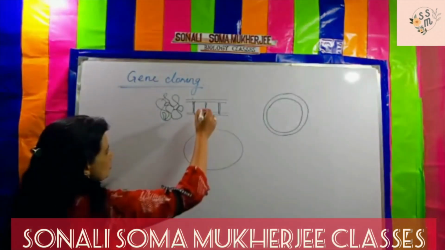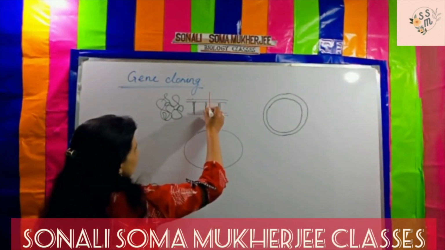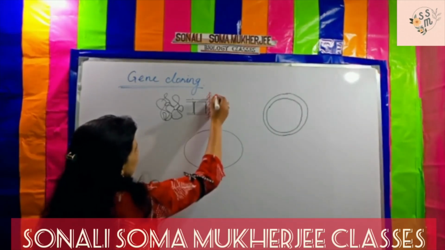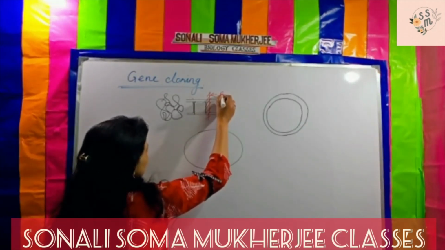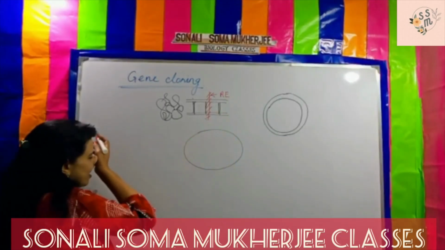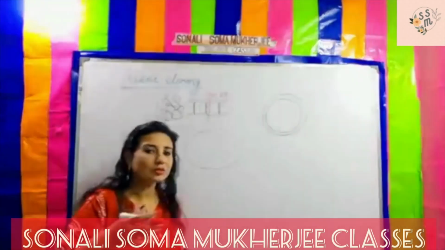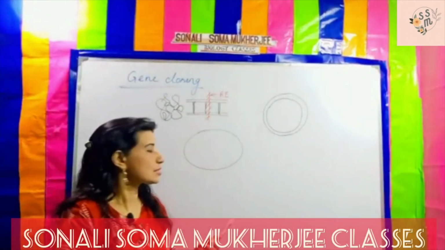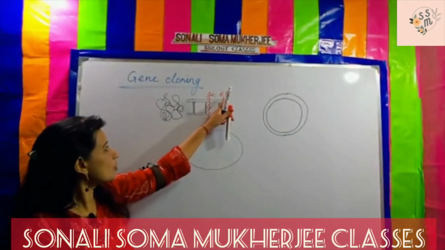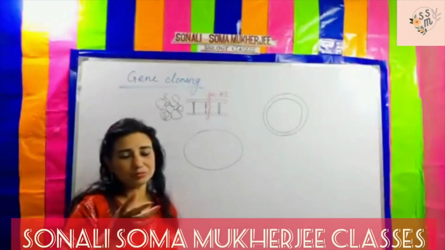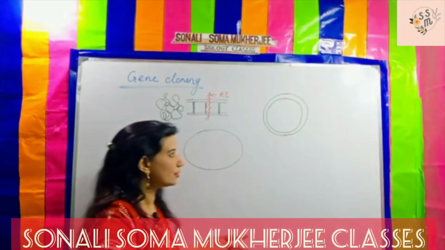So here a restriction enzyme is going to cleave. Digestion by the restriction enzyme will be taking place. That is, the digestion of the target gene is going to take place with the help of the restriction enzyme. Now, what is the restriction endonuclease that will be used? Let's come to it a little later.